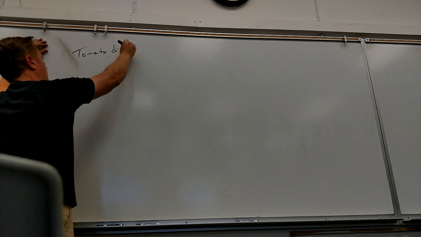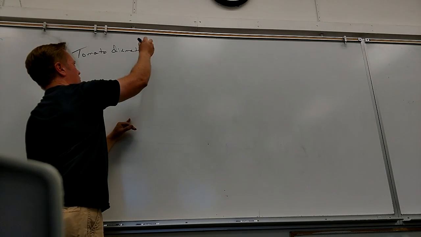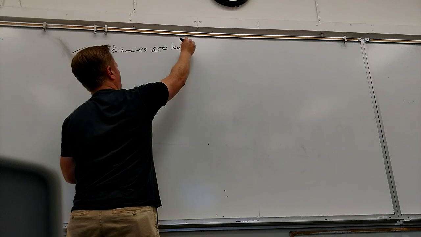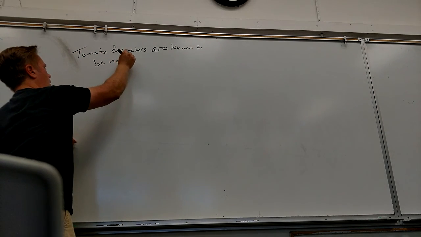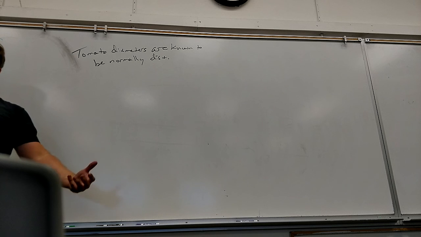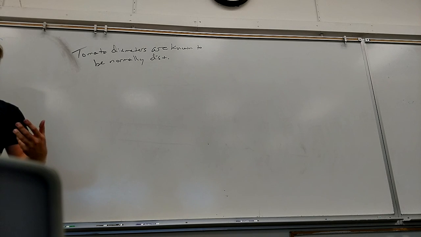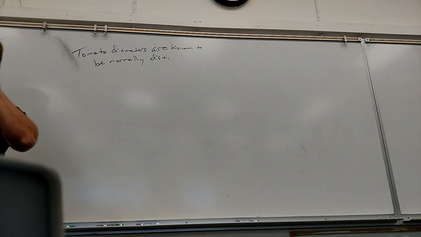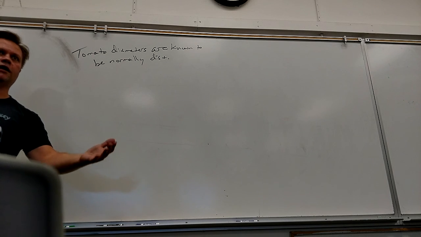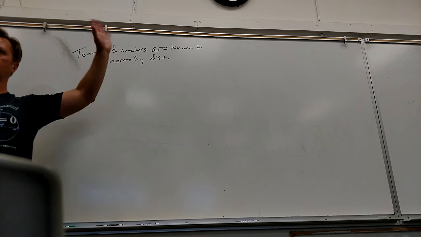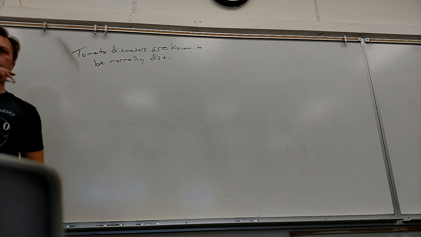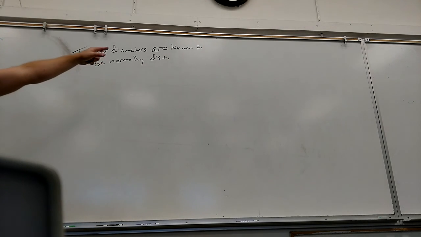Tomato diameters. A certain type of tomato is known to be normally distributed. So right there, how big of a sample do I need to be able to use the chart? 30. Doesn't matter, because I already told you it's normal. I don't need a large enough sample size to save this problem, because it's already normal. So I can take 2, 3, I can take 1, just like we were doing before. So tomato diameters are known to be normally distributed.